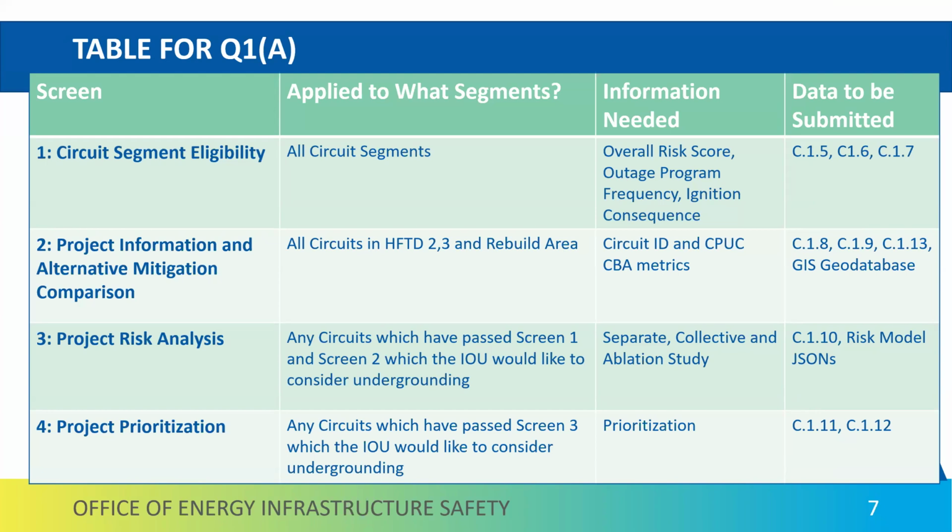And just to confirm, you're asking as part of screen 2 for 50% of all circuit segments above the identified project level threshold. So you're asking for potentially hundreds of circuit segments in screen 2, identified above the project level threshold, and then 25 to go through to screen 3. Is my understanding correct?